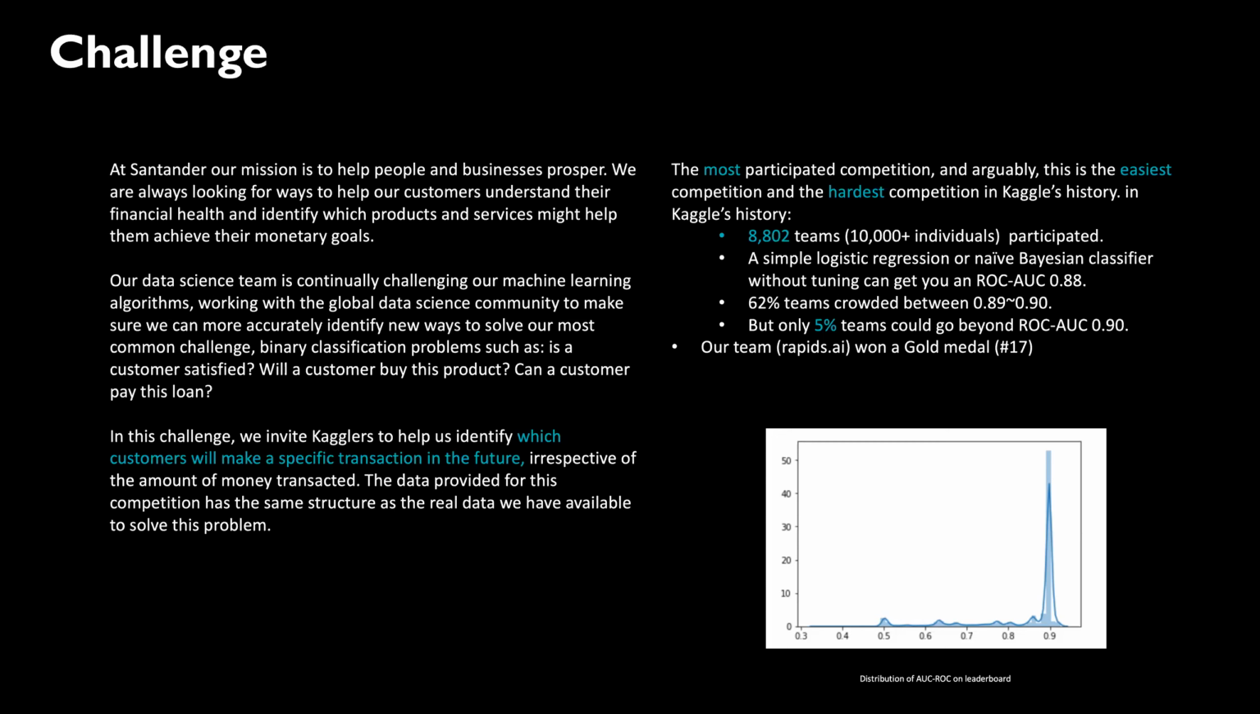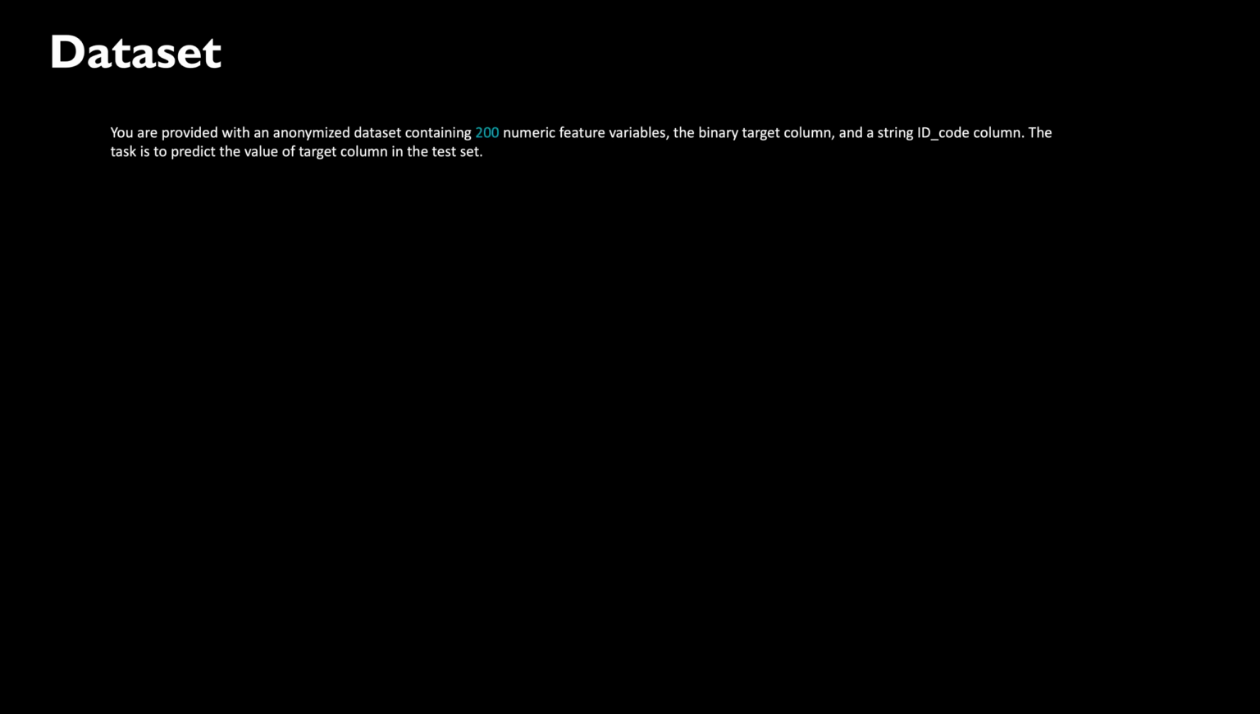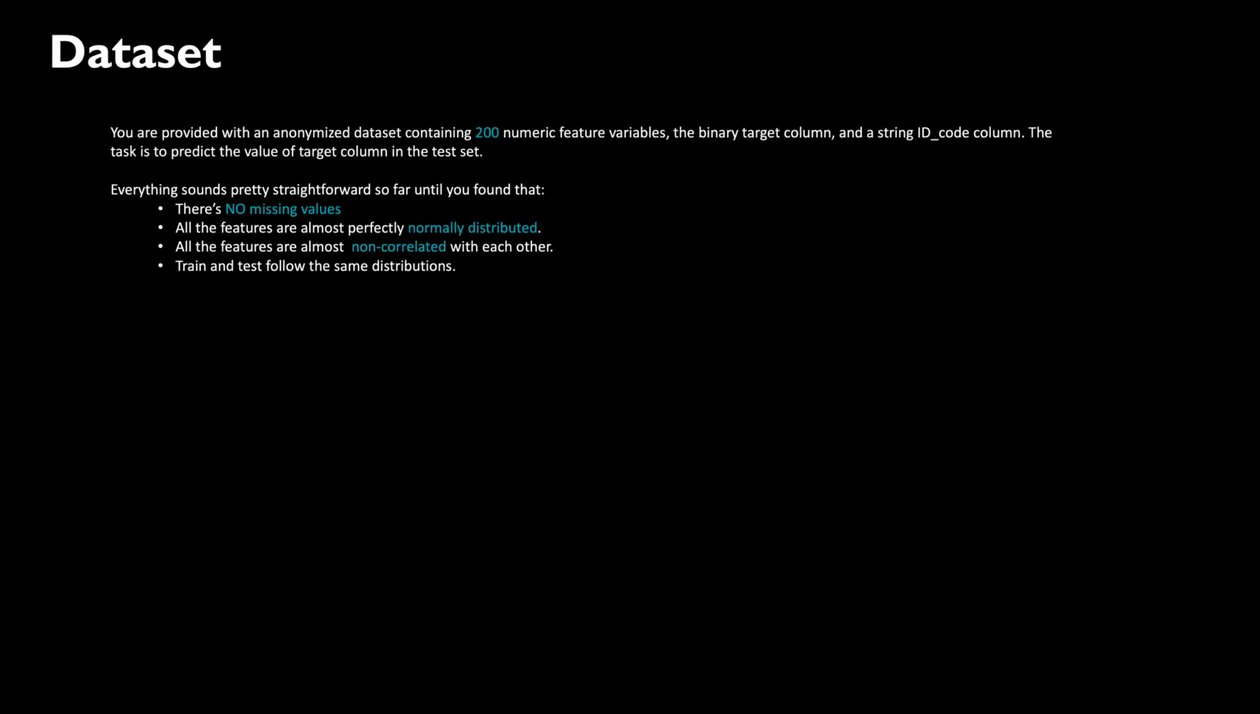But we haven't talked about the data, so that will be the next thing. Pretty much like any other competition, the first thing we would like to see is what the data looks like, right? And trust me, this is going to be the most interesting data set you've ever seen. First of all, you are provided with 200 numeric features, a binary target column, and a string ID code column, which serves as the unique identifier for each row. Your task is to predict the value of the target column in the test data set. Again, this is a classic binary classification problem. So everything sounds normal, right?